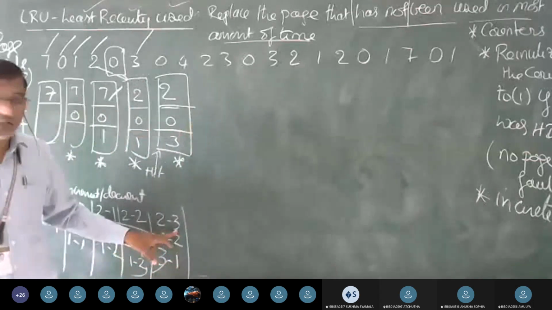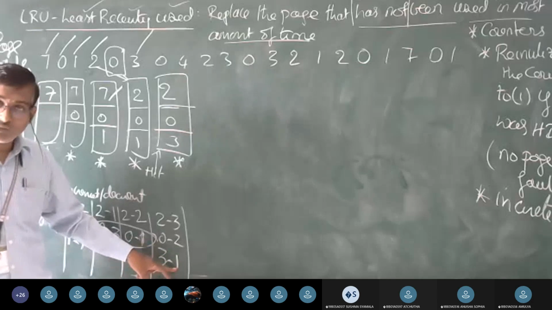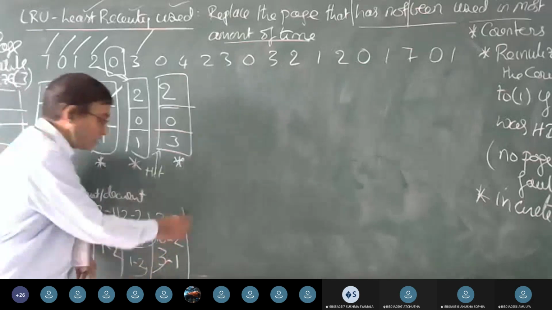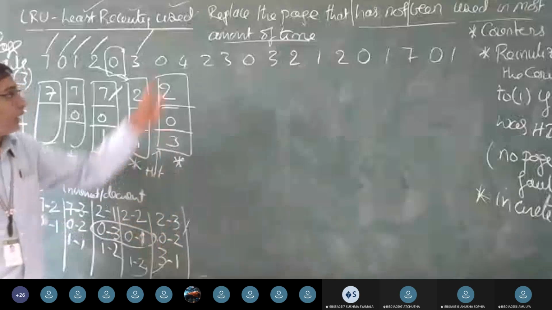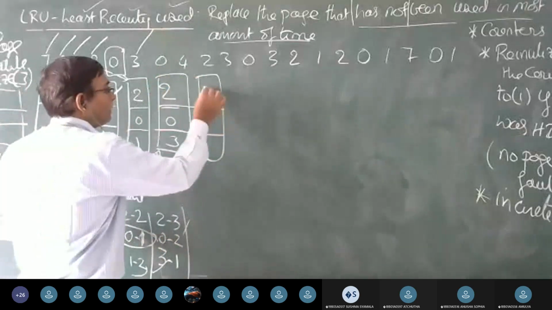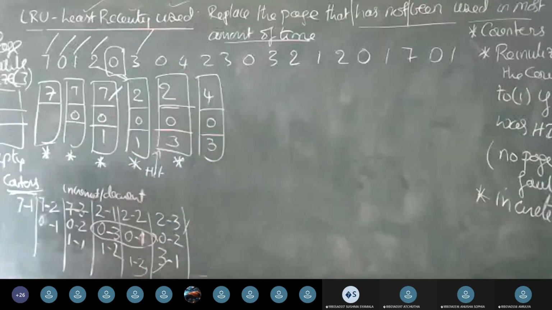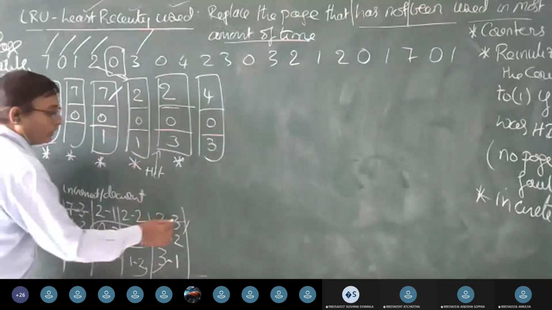2 is not used for 3 times. 0 is not used for 1 time. 3 is not used for 1 time. That means I can change that number 2 here. I can replace it with 4. That means now the question is going to be converted as 4, 0 and 3. So now I am going to eliminate 2 here.